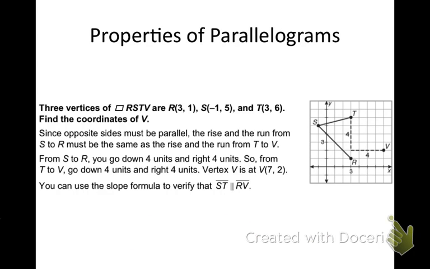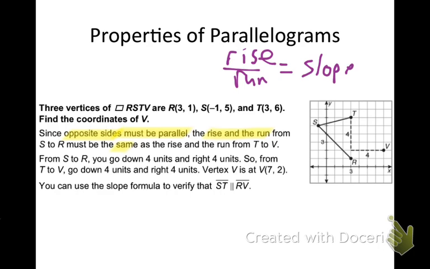Last thing we're going to talk about here is properties of parallelograms in the coordinate plane. For example, I have 3 vertices, R, S, and T, and I want to find the coordinates of V. A couple things here. Opposite sides must be parallel. We talked about that for parallelograms. So that means the rise and the run must be the same. And what's rise over run basically? That is the slope.